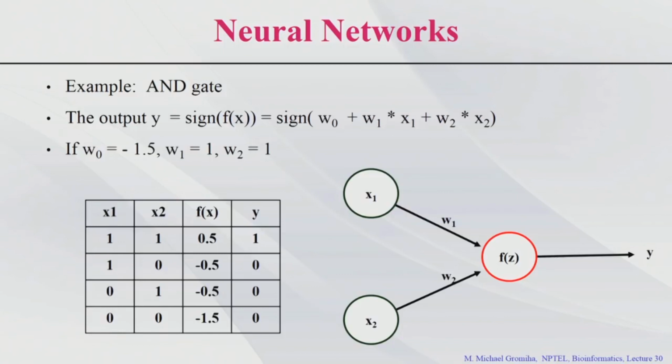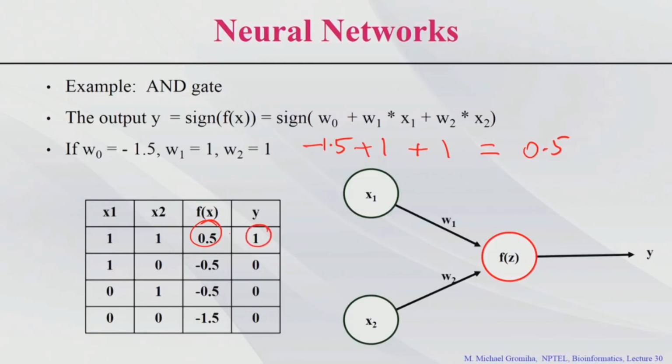So, for example, if you take weights w0 equal to minus 1.5, w1 equal to 1, w2 equal to 1, and x1 equal to 1, x2 equal to 1, what is f of x? You use this function: w0 is minus 1.5, plus w1 into x1 which is 1, plus w2 into x2 which is 1, and this is equal to 0.5. So, you get 0.5. The sign is plus, so the output is equal to 1.